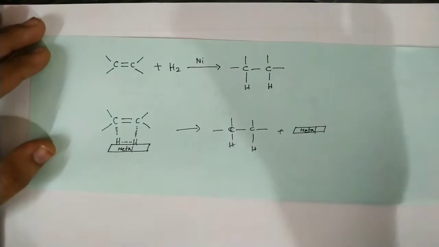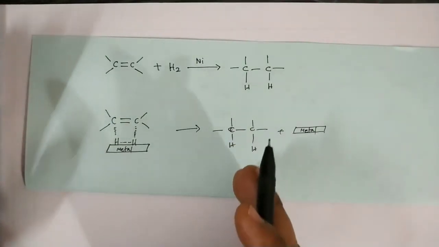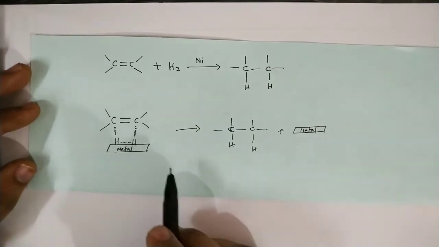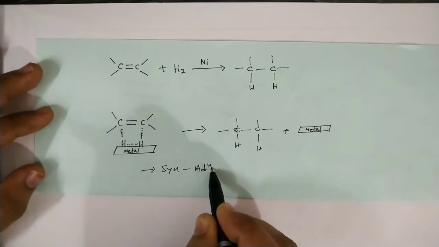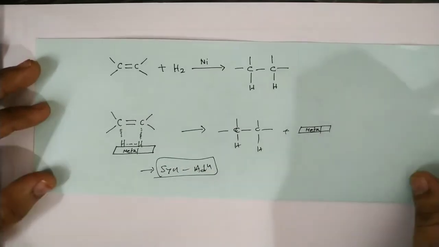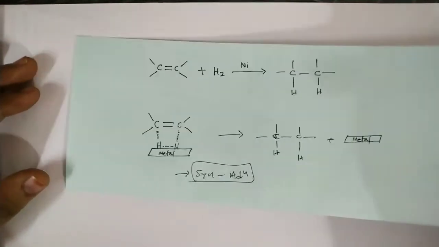So here the one important point is that addition of hydrogen is a syn addition, because these two hydrogens are added to the alkene from the same face. Okay, so that's why it is a syn addition reaction. That important point is syn addition. So hydrogenation is a syn addition reaction. Let us discuss some examples based on the stereochemistry of this one.